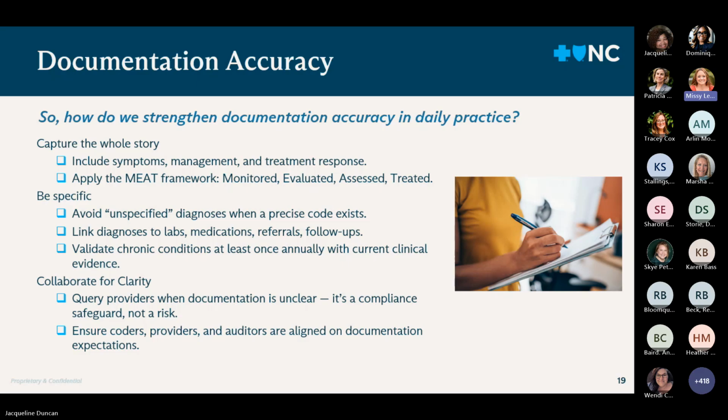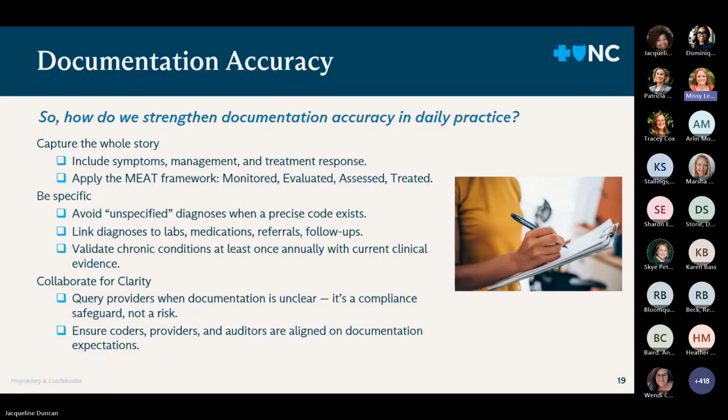Complete documentation captures the full clinical picture, not just the diagnosis, but the story: how it's being managed, evaluated, assessed, and treated. And that's where the MEAT framework comes in. Every chronic or active condition should show evidence that it was addressed during the encounter, whether through labs, medications, monitoring, or treatment decisions. Specificity is also critical. Avoid unspecified codes when the documentation supports a more precise option, because in risk adjustment, specificity can mean the difference between capturing or missing an HCC.